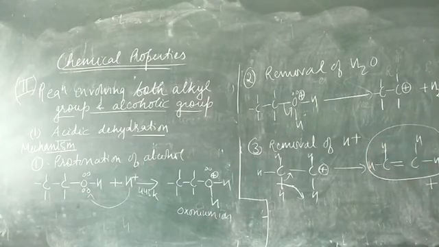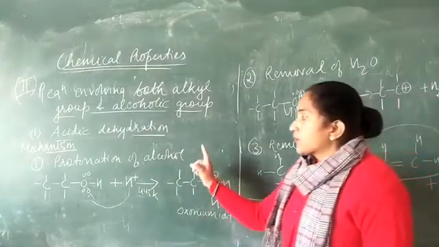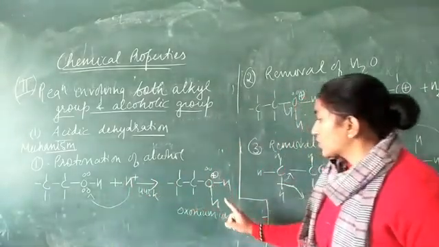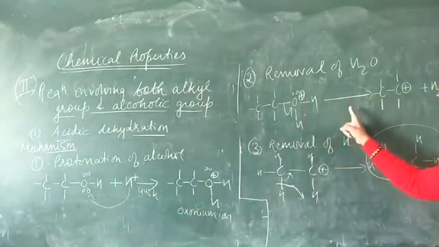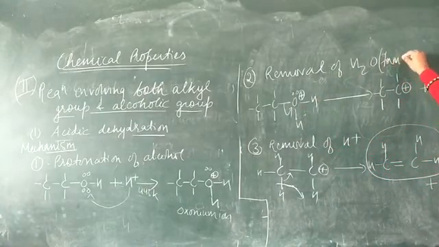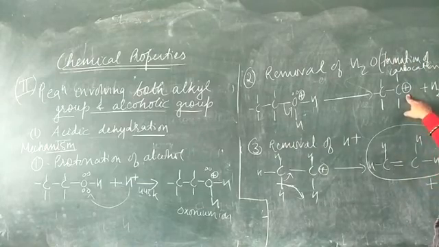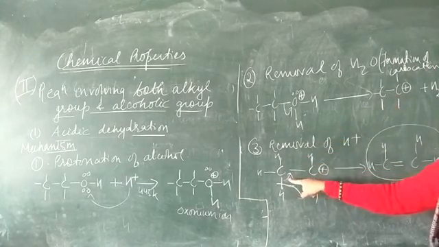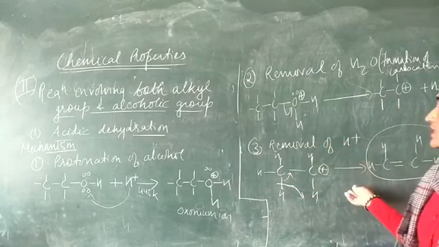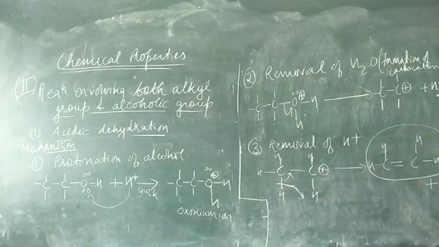So the mechanism of dehydration of alcohol starts from the protonation of the alcohol. We will get the oxonium ion. Then there is the formation of a carbocation by the removal of water, where the carbon gets a positive charge. And once we get a positive charge on the carbon atom, there will be a removal of a proton from the adjacent or nearby carbon atom, and here the alkene is obtained.